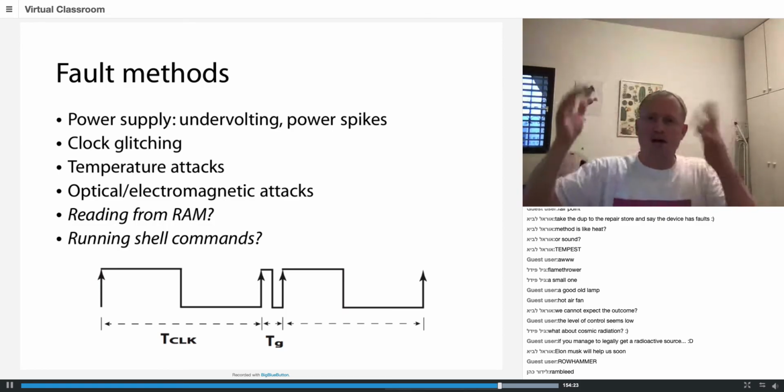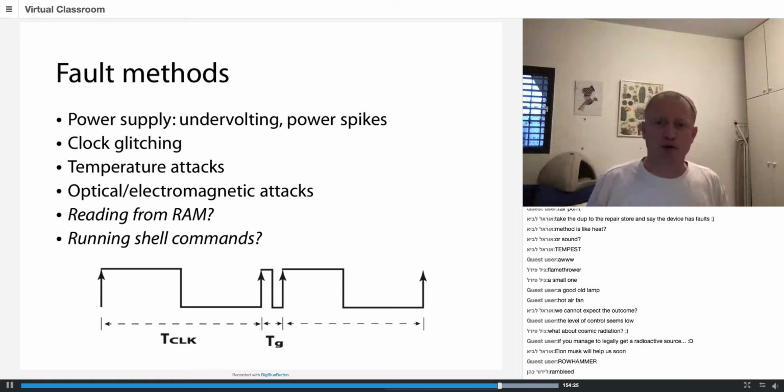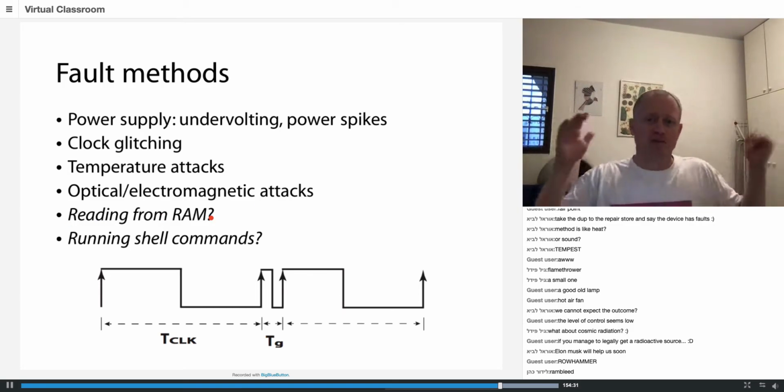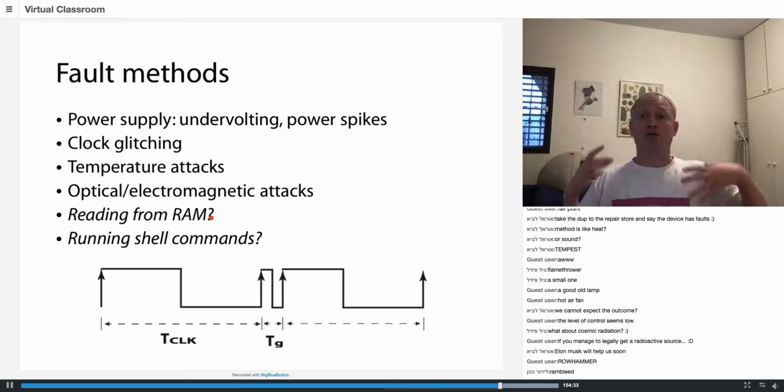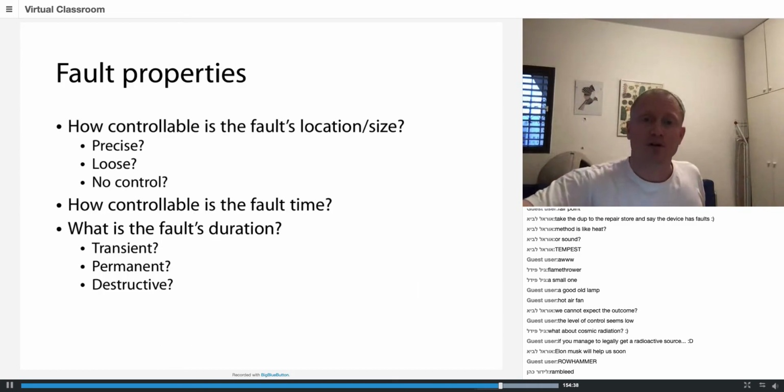So we have decided what we want to buy in our lab. We're going to buy a power supply. We're going to buy a clock glitcher. We're going to buy freaking laser beams and so on. And then we are creating a fault. So what are the properties of our fault? Here are some things we can say about our fault.